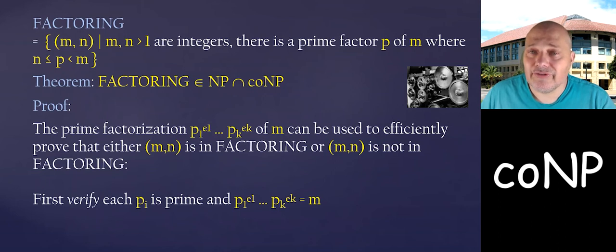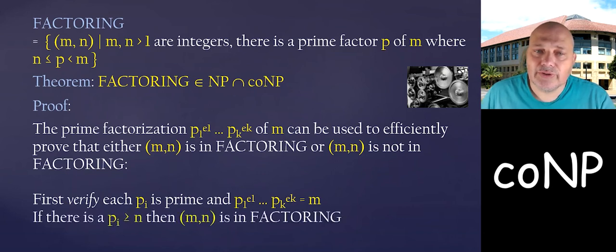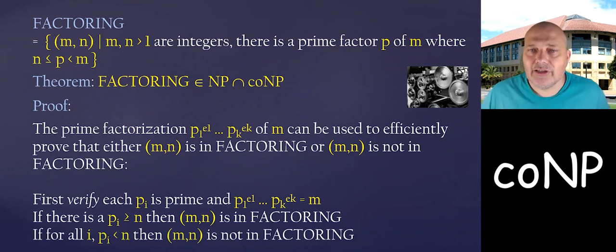Now, how can I verify that the prime factorization is correct? That's easy. I just verify that each one of the p_i's is prime, and this I can do because primes are in P. And then I take the product and check that it is M. So if there is a p_i that's larger than N, then (M, N) is in factoring, otherwise it is not in factoring. So this is a certificate both for factoring and for not factoring. Therefore, both factoring and not factoring are in NP, meaning that factoring is in NP intersect co-NP.